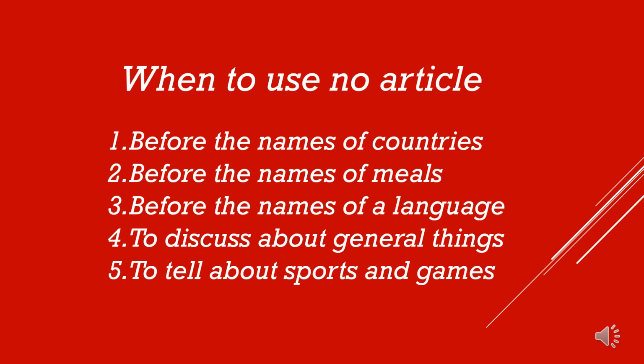Let's discuss when to use no article. Number 1, before the names of countries. Number 2, before the names of meals. Number 3, before the names of a language. Number 4, to discuss general things. Number 5, to tell about sports and games.